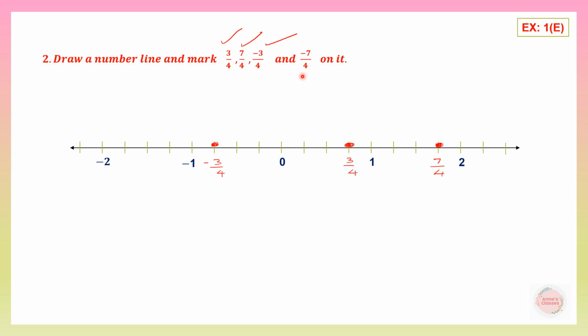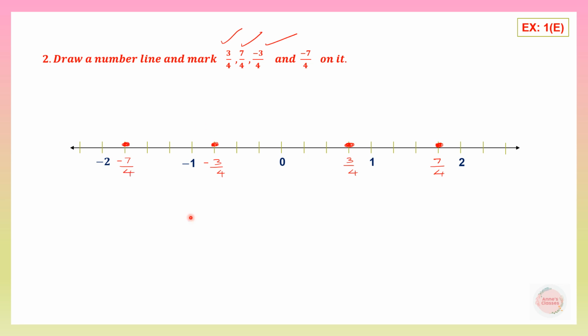Minus 7 by 4. So we have minus 3 by 4, minus 4 by 4, minus 5 by 4, minus 6 by 4, and minus 7 by 4. So minus 7 by 4 will come here. So we will mark this point, and this is minus 7 by 4.